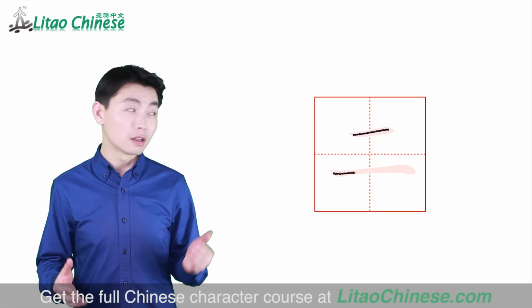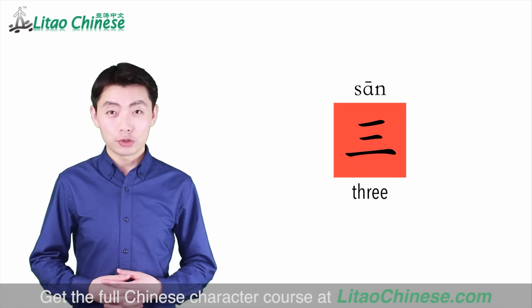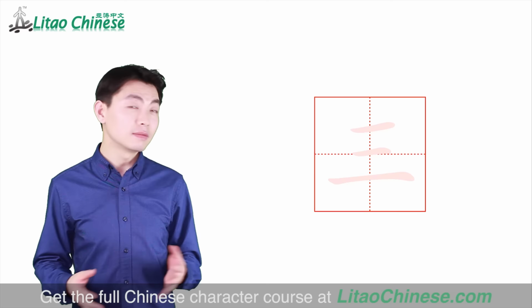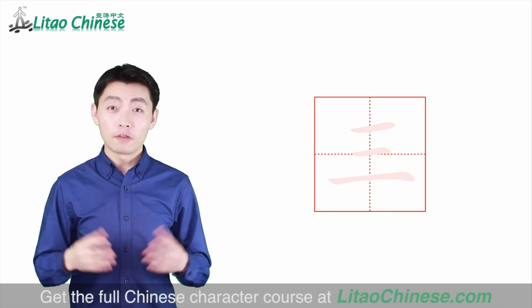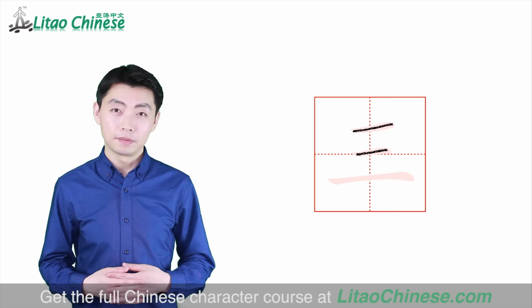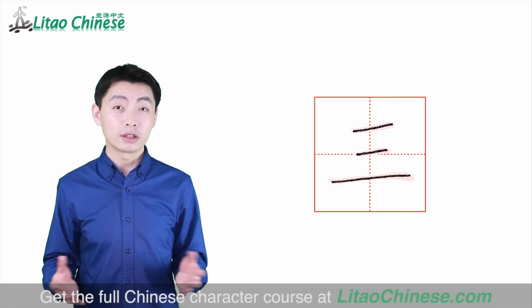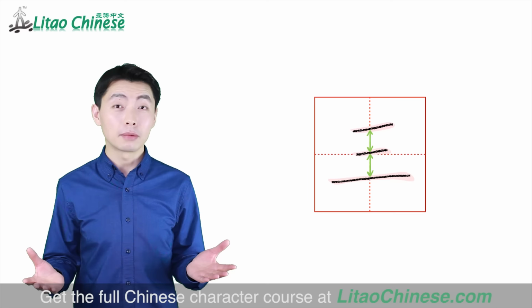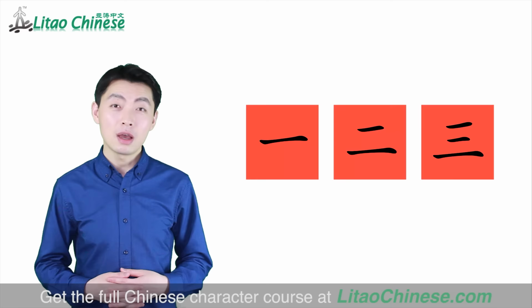We use 3 horizontal strokes for number 3, 三. The character 三 should be written from top to bottom. So, first, we write the top 2 short horizontal strokes. Actually, the second stroke is a little bit shorter than the first one. Then, we write the third horizontal stroke, which is the longest. The space between the 3 strokes is the same. Well, you can see, the Chinese characters for 1, 2, 3 are so simple and logical.